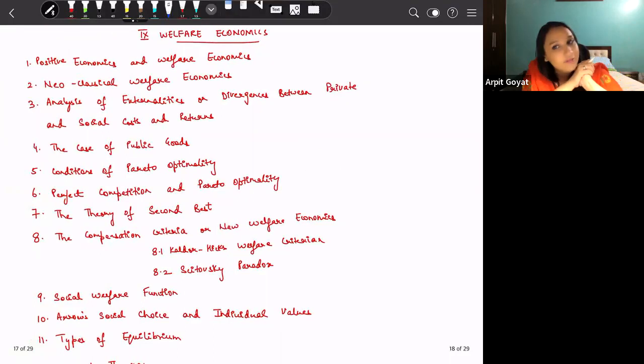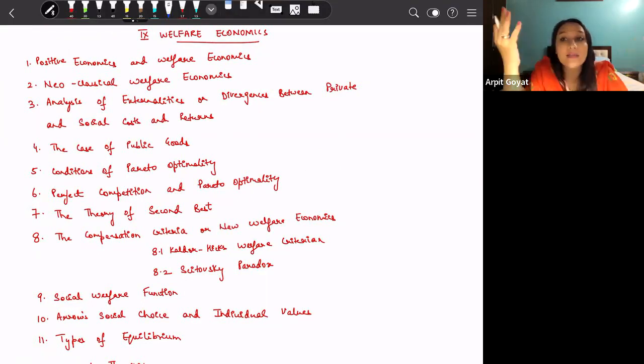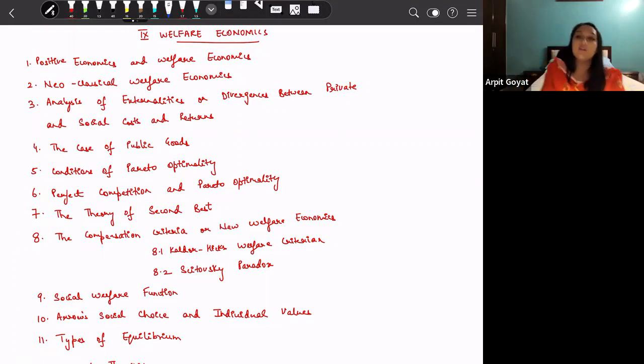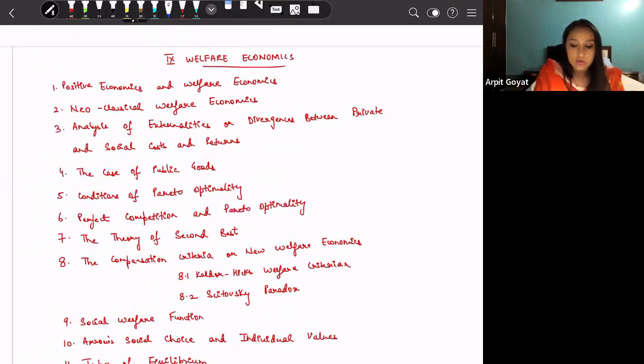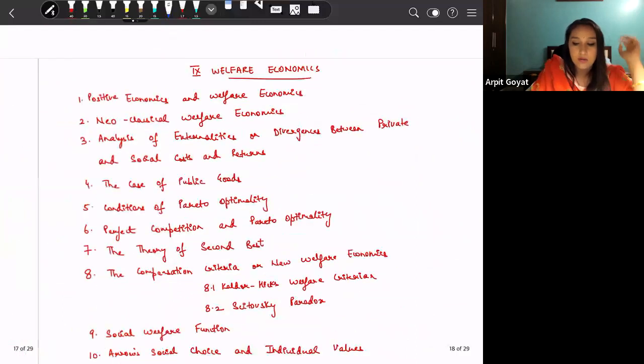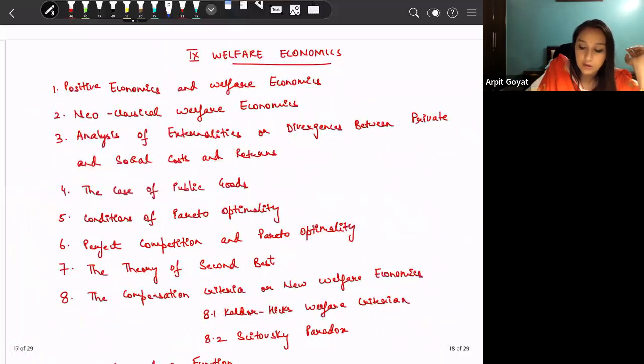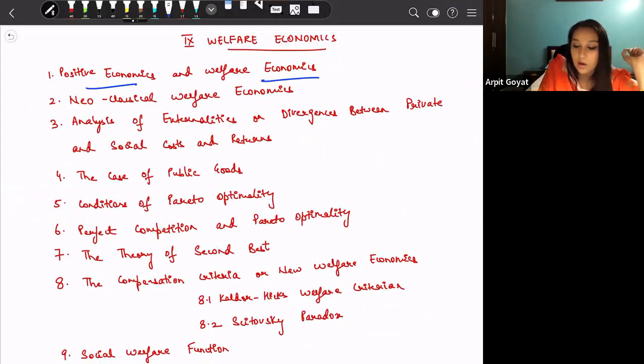In the end, we'll discuss welfare economics. Ultimately, why are we studying all these theories? Because we want to maximize the welfare of our economy, maximize the welfare of our society. So we'll be discussing the positive. What do we mean by positive economics and welfare economics? What do we mean by neoclassical welfare economics?